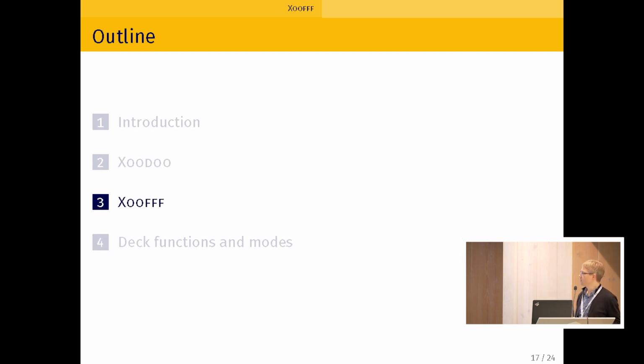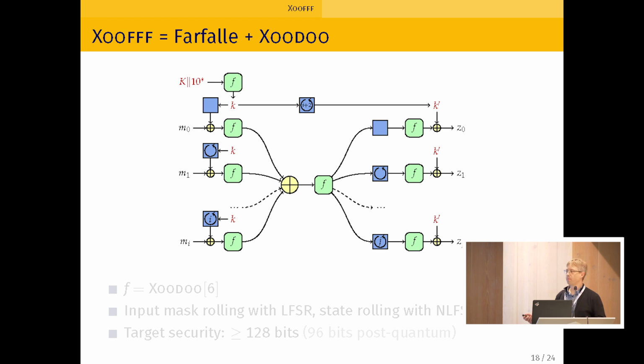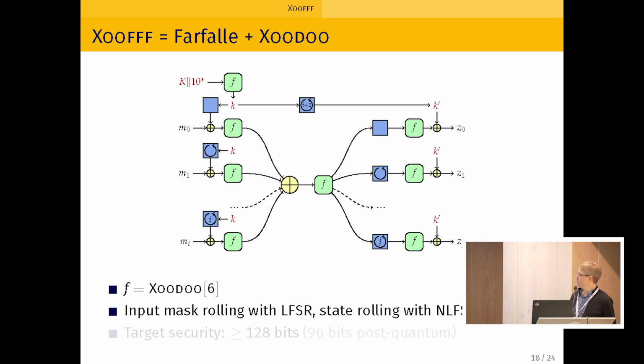So Xoofff is just taking Farfalle, plugging in Xoodoo in those Fs there, all the Fs. Xoodoo is a family of permutations parameterized by the number of rounds. So we use 6 rounds of Xoodoo in Xoofff. We also need to define the rolling function. On the compression side, the rolling function is linear, operating on a full state, and on the expansion side, it's nonlinear and also operating on the full state.